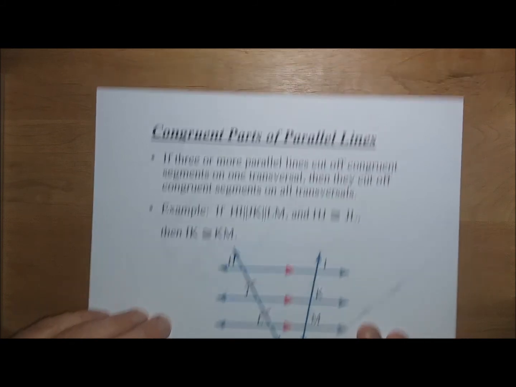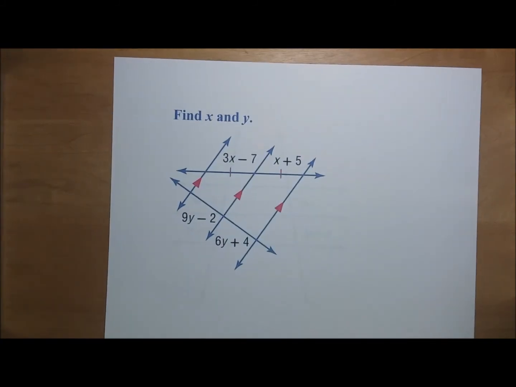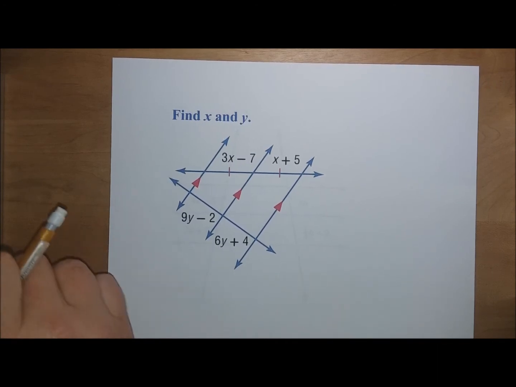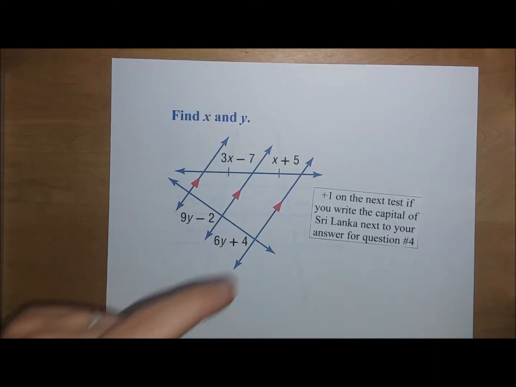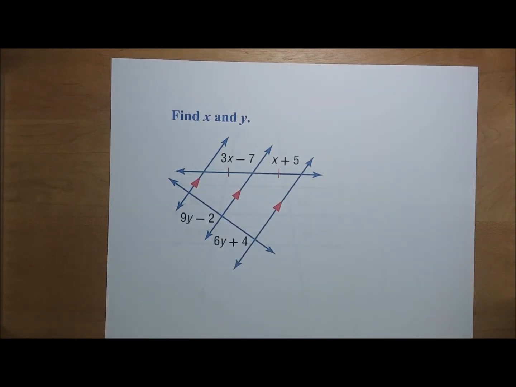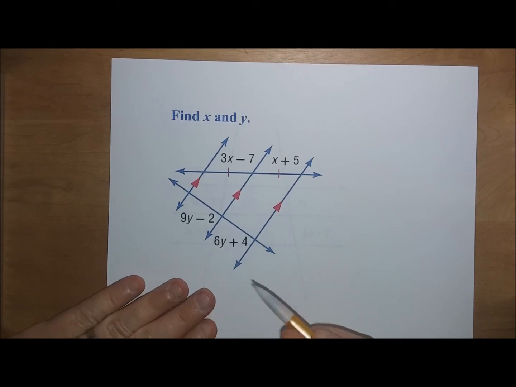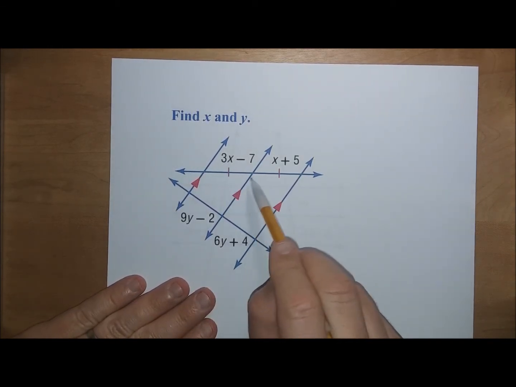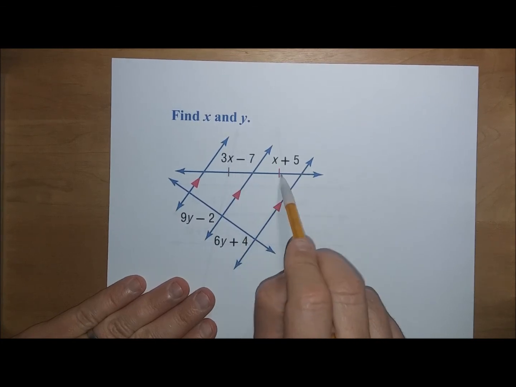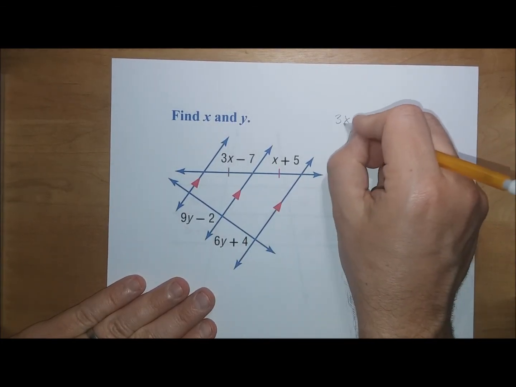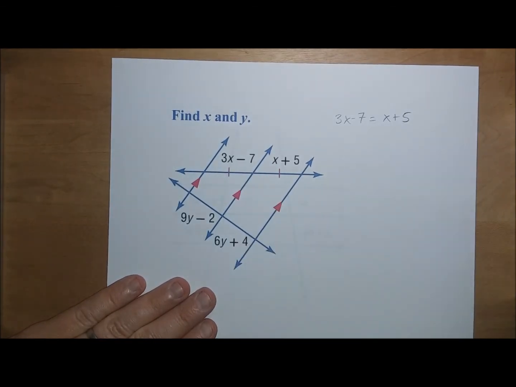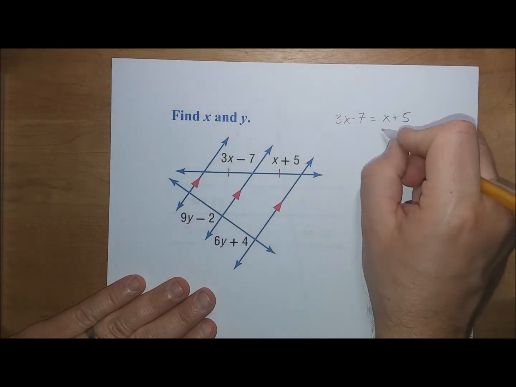All right, let's try some examples. Here, could we find x and y? Well, I get 3x minus 7 equals x plus 5. Hopefully this is jumping out at you because of these congruence marks. 3x minus 7 equals x plus 5. That's not too bad. We can solve that for x.